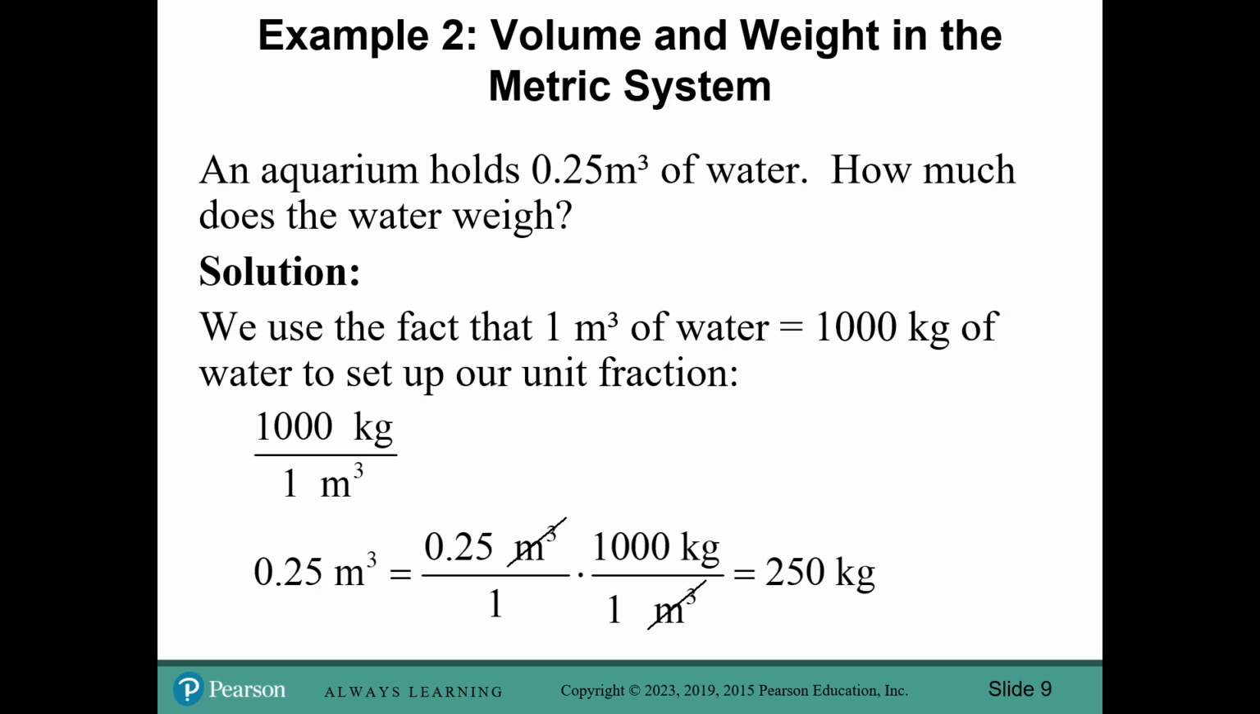Okay. An aquarium holds 0.25 meters cubed of water. How much does the water weigh? Alright, solution here. We use the fact that 1 meter cubed of water equals 1,000 kilograms of water to set up our initial unit fraction.